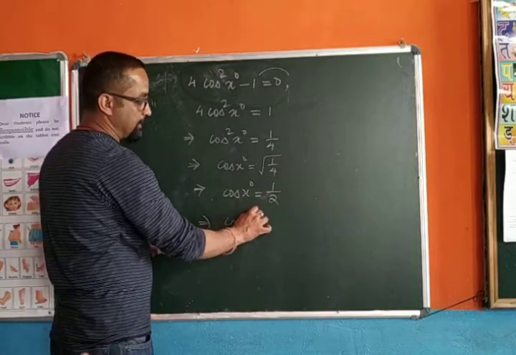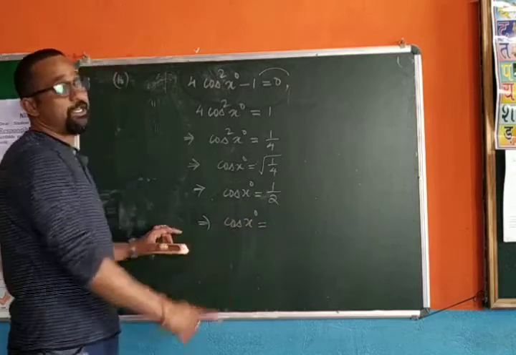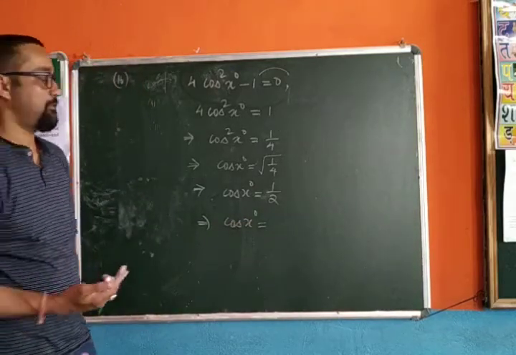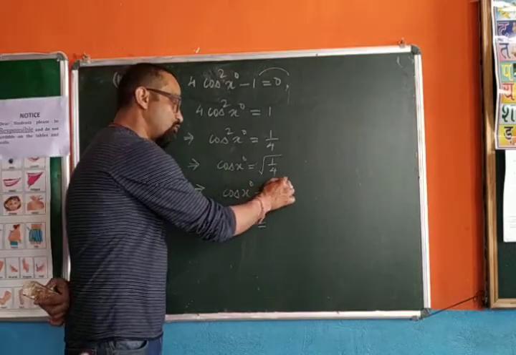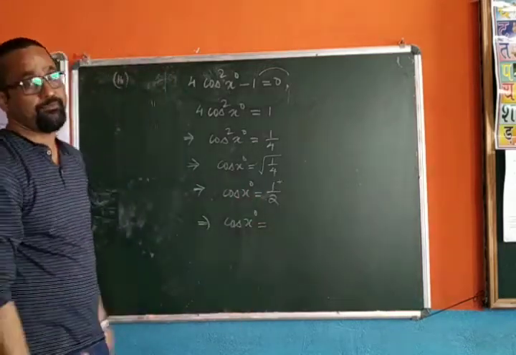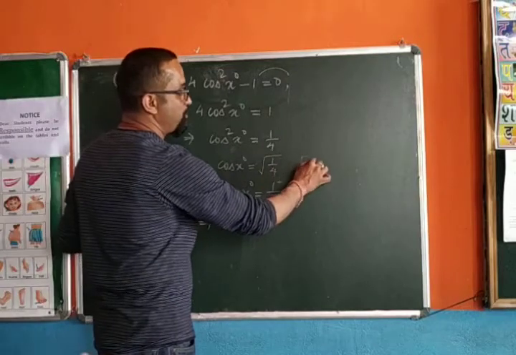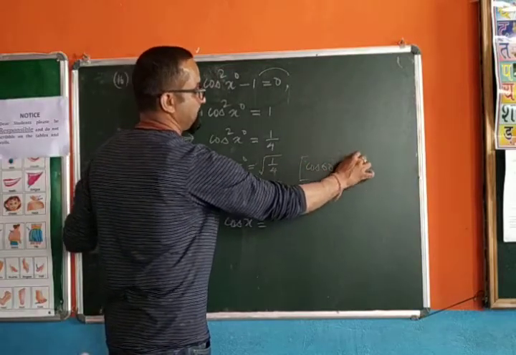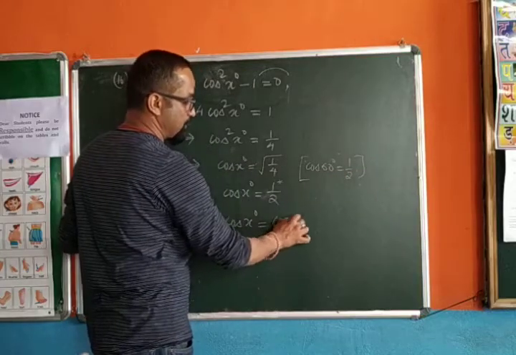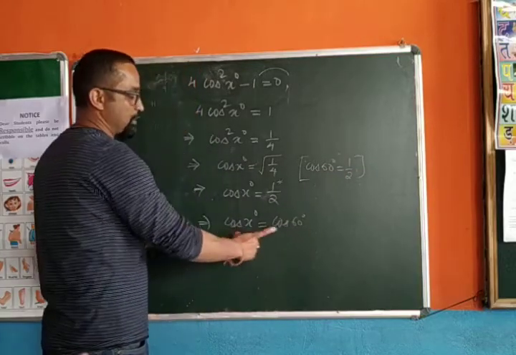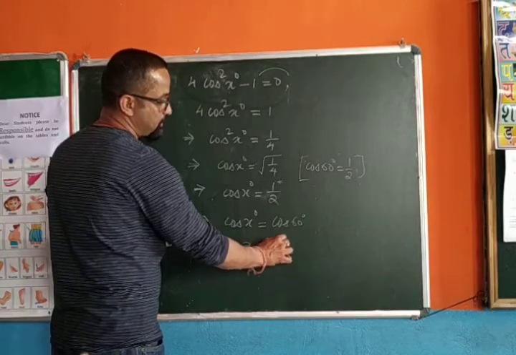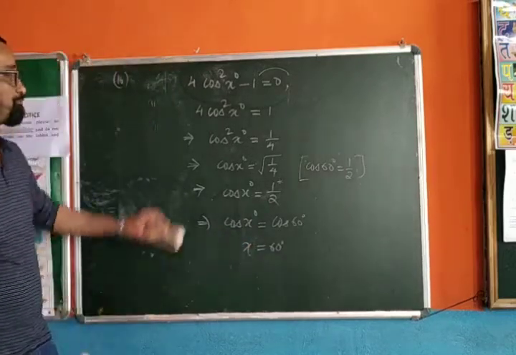Cos x degree. On the left hand side you have cos, so you need to figure out which cos will give you half. And if you remember your table, cos 60 is half. So you write here cos 60 degree. Cos equal to cos, so x will be equal to 60 degree. First answer.